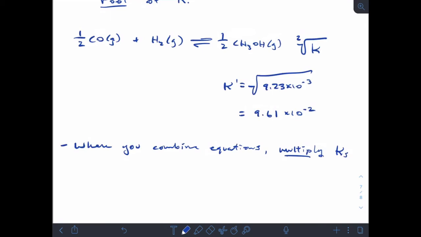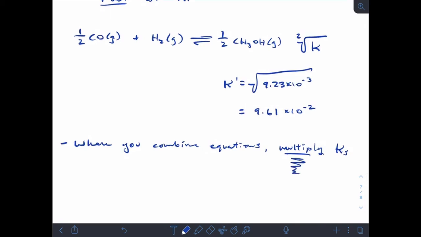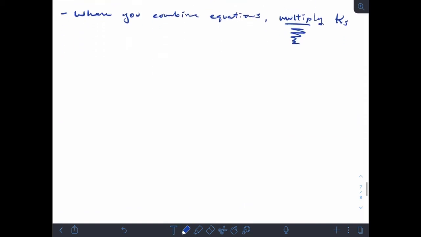Okay, so when we were doing Hess's law and delta G and entropy, when we combined equations, we added those values. With K's, we have to multiply the values. This is a very common mistake in these problems, especially on exams, is that students try to add the K values together. It doesn't work. When you combine equations, you must multiply the K's. Okay? So let's do a specific type of problem.